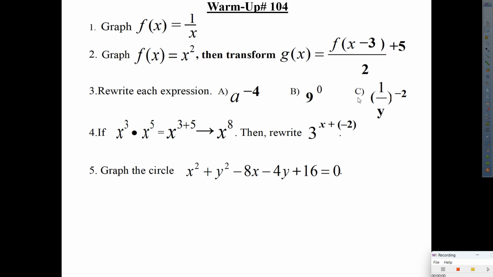Let's see. I'm bringing back some things that we need for what's coming up next for the next functions. But you should be able to do number 1. Let's see if you remember 2. I'm bringing back number 3. That was part of semester 1. Same thing with 4. And of course you know how to do the circle for number 5, because that was part of your third quarter final, right?